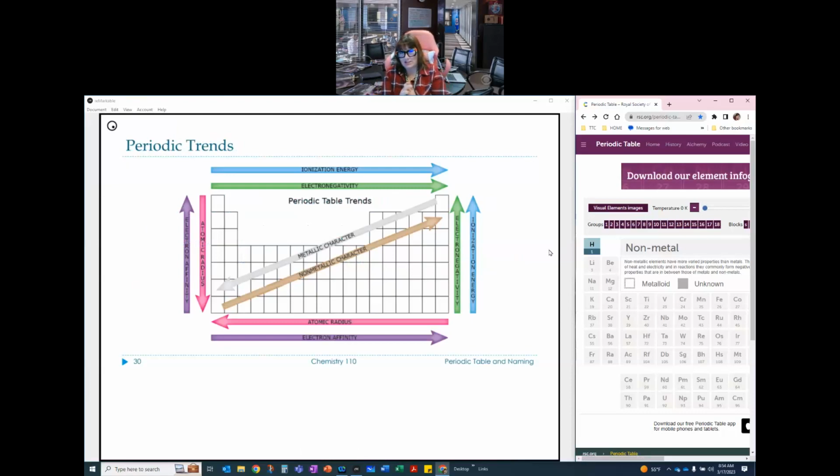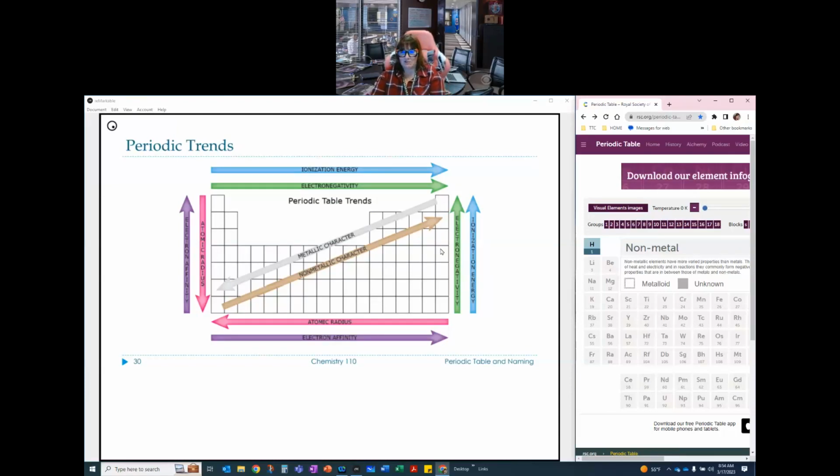Yay! Isn't this fun? So here are my trends. Ionization energy, electronegativity, which we actually haven't talked about. I'll talk about that in just a second. Electron affinity, atomic radius, metallic character. So I know that my metals are over here. We are more metallic as we come over here, and we're more non-metallic as we come up here, because that's where my non-metals are.